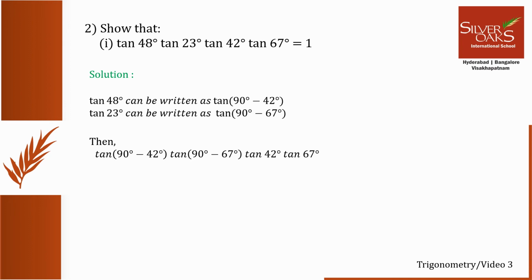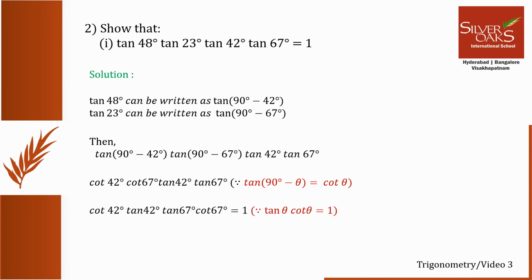Now, the complementary angles, tan 90 degrees minus 42 can be written as cot 42 degrees. Tan 90 degrees minus 67 can be written as cot 67 degrees. Remaining two, tan 42 degrees and tan 67 degrees, we write here as they are. Now rearrange this. Bring tan 42 degrees beside cot 42 degrees, and cot 67 degrees near to tan 67 degrees.